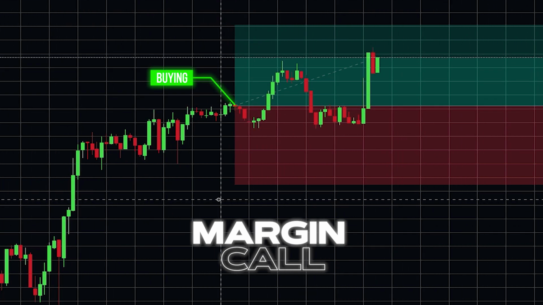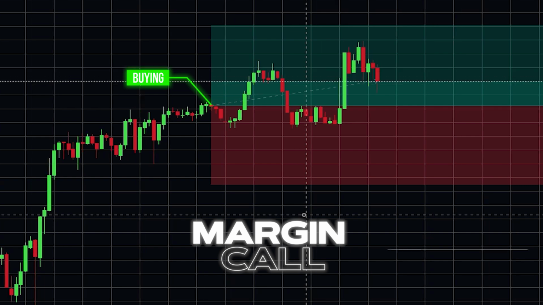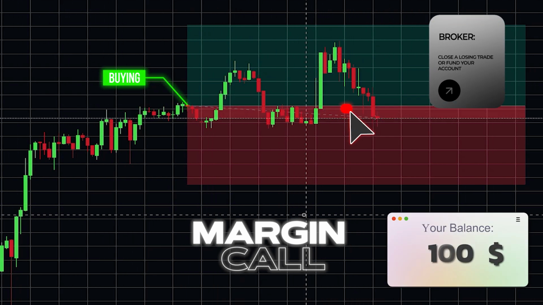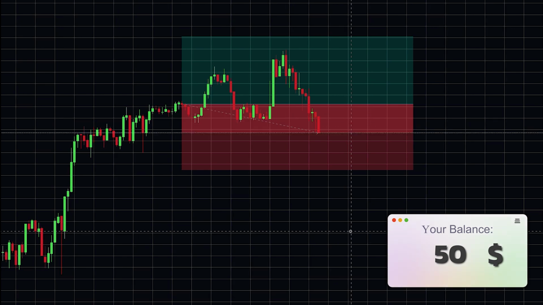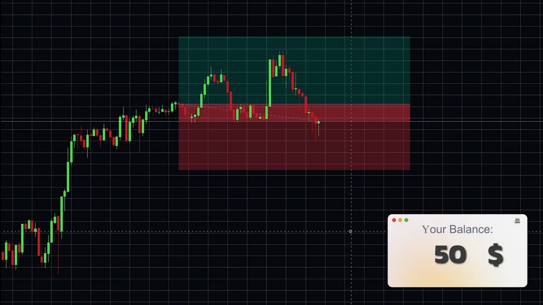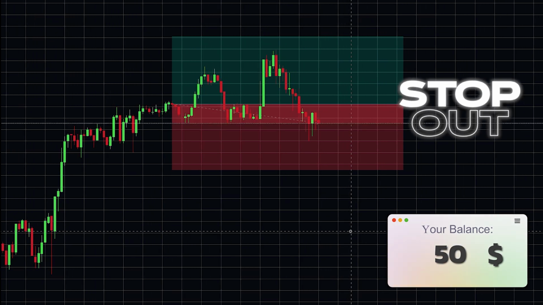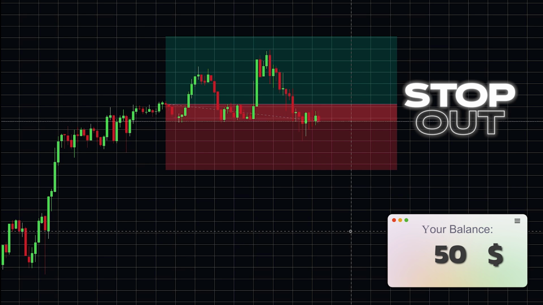For example, if your deposit drops to $50, the broker may notify you to fund your account or close losing trades. If the balance continues to decrease and reaches an even more critical point, a stop-out occurs, a forced closing of positions by the broker.